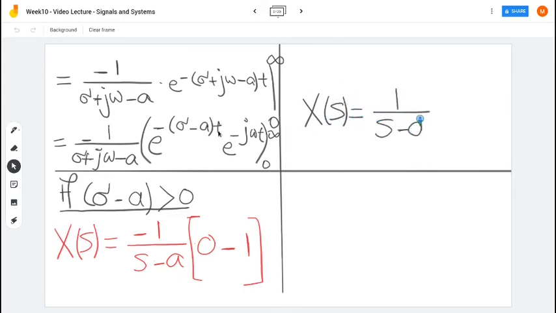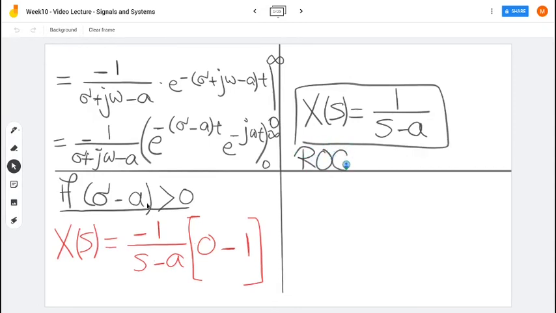But there was a condition, which is simply sigma minus a larger than 0, or sigma larger than a, and this would be our region of convergence. So the region of convergence, if you remember, are the values of sigma for which X(s) takes on finite values. So if sigma is larger than a, this means that sigma minus a is positive, and this means X(s) will take this form, 1 over (s minus a).